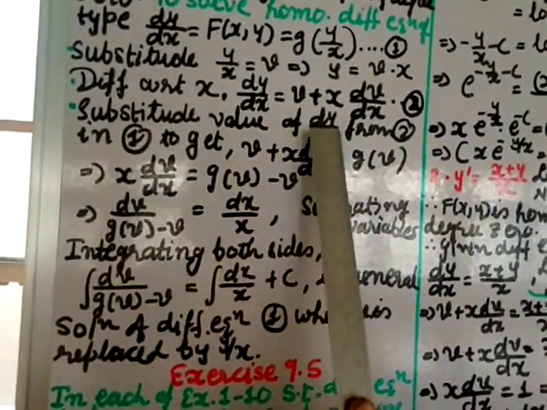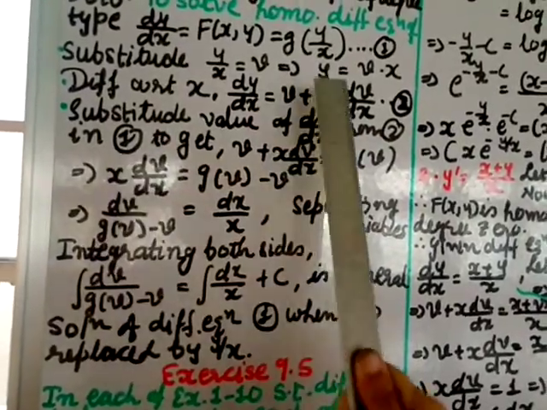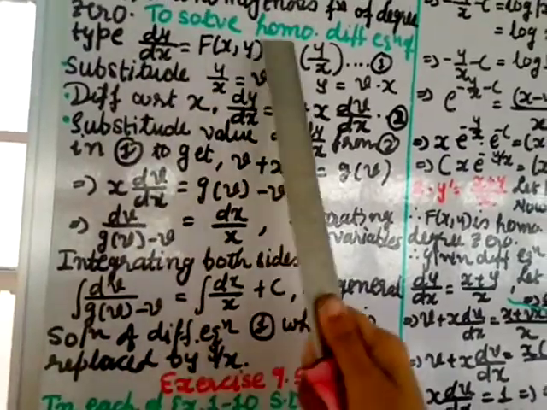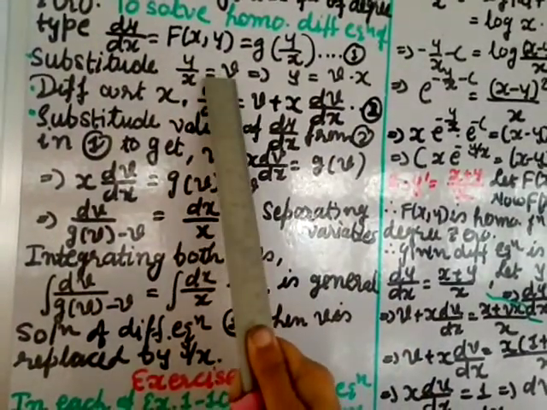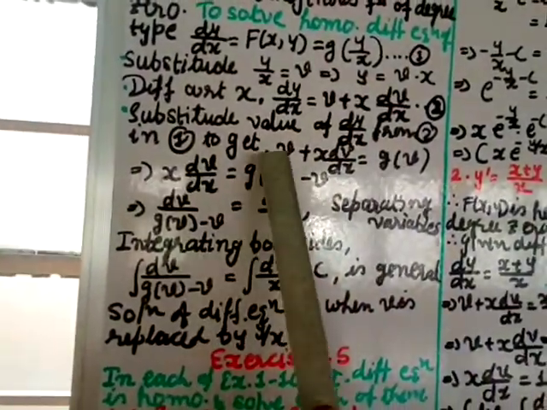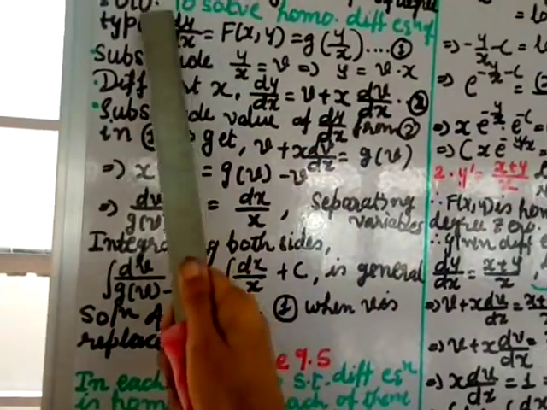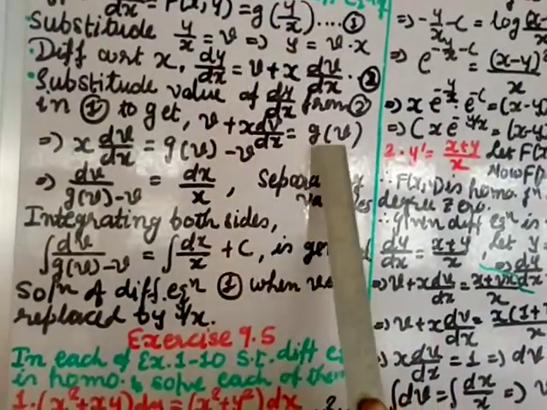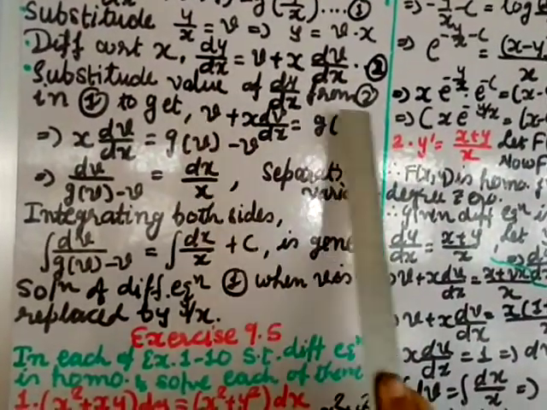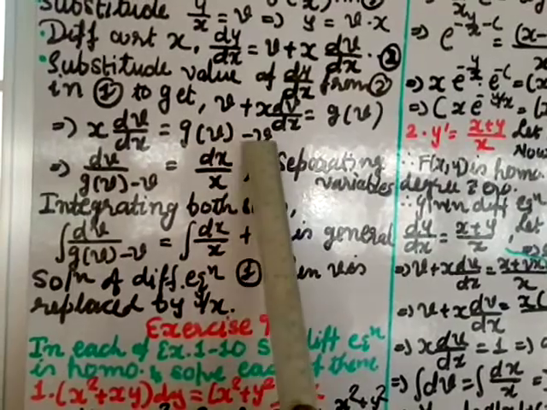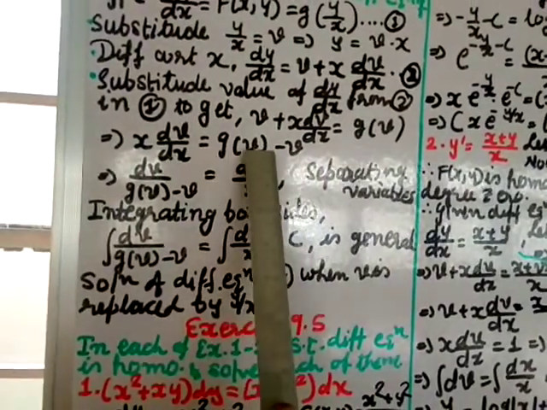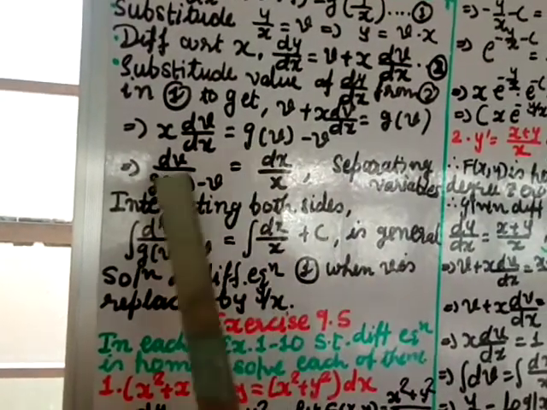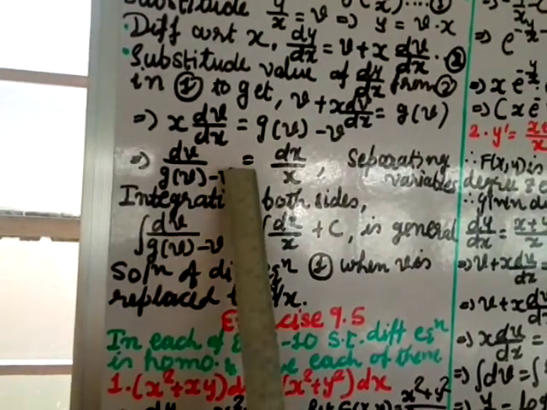Substitute the value of dy by dx from 2 in 1, and instead of y by x we substitute the value v. So equation 1 becomes v plus x dv by dx equal to g of v. Transferring v over to this side, it becomes g of v minus v. Now we have to separate the variables, so the v term will go with dv and x and dx will come here. Separating the variables, dv by g of v minus v equal to dx by x.